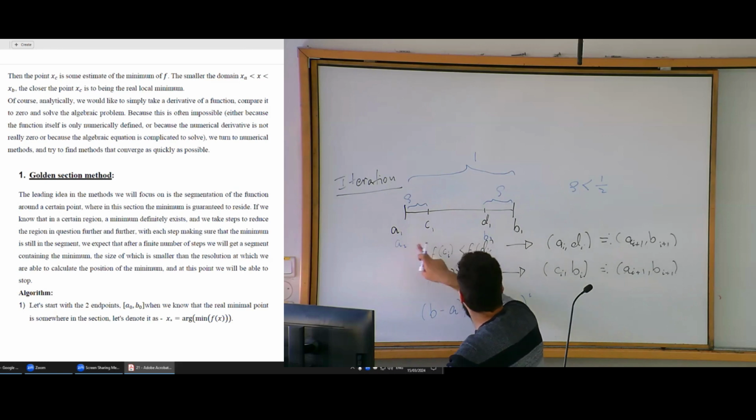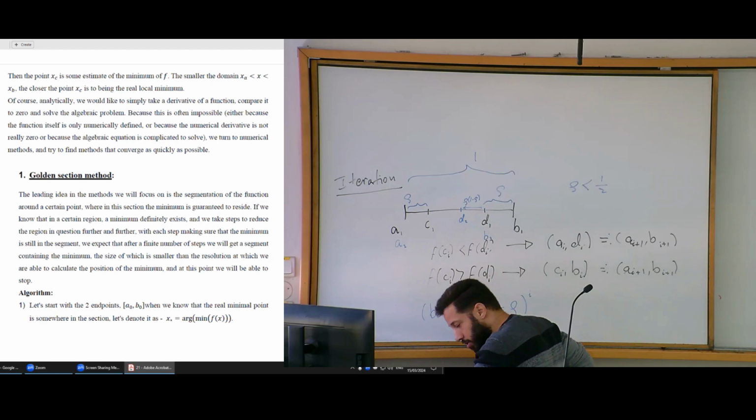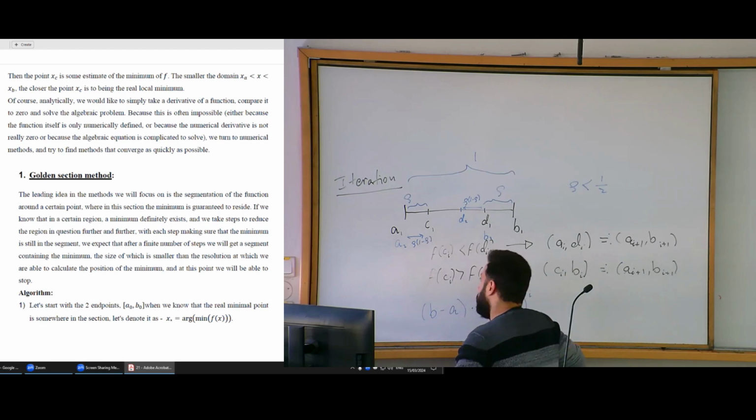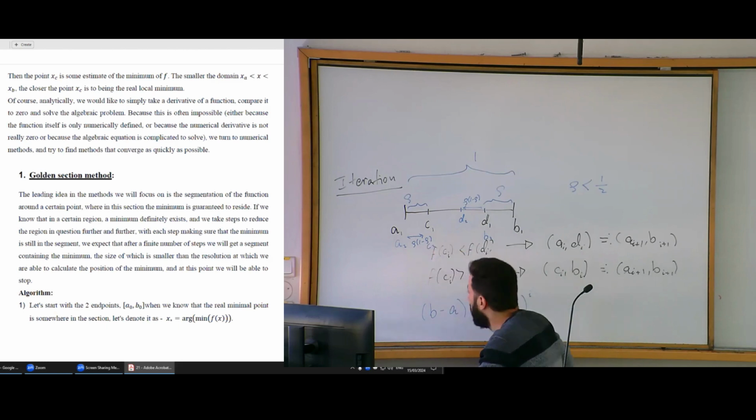1 minus rho. So I will take rho multiplied by 1 minus rho, and this will be the new d, so this is d2. And from the a1, I will take rho multiplied by 1 minus rho. And this will be the c2. Okay? Are you with me? Yes.